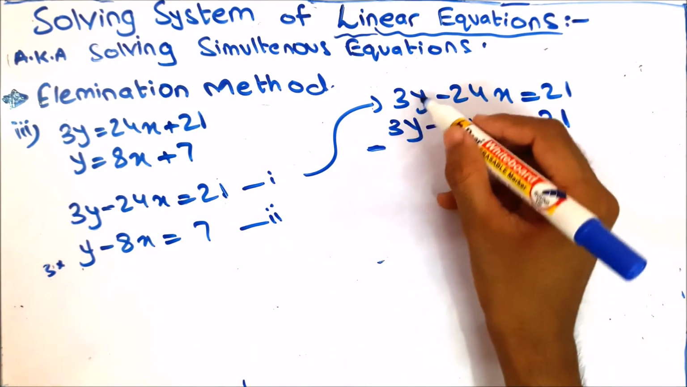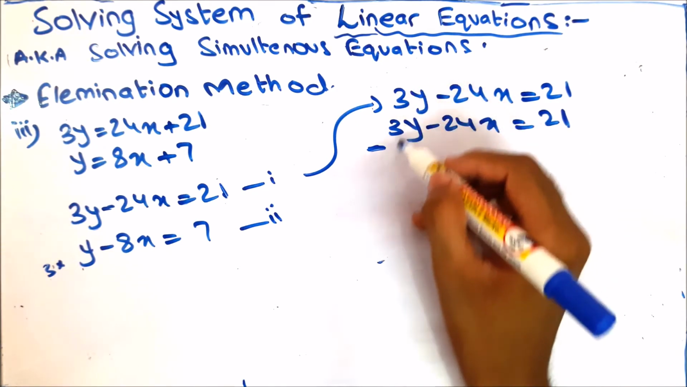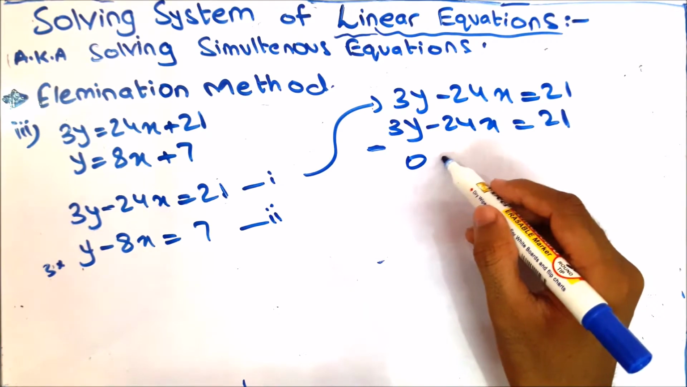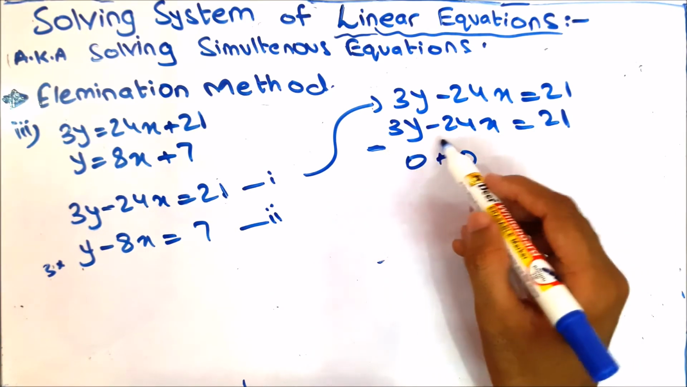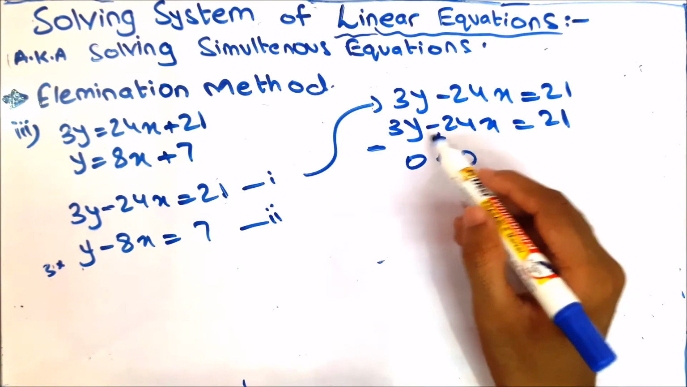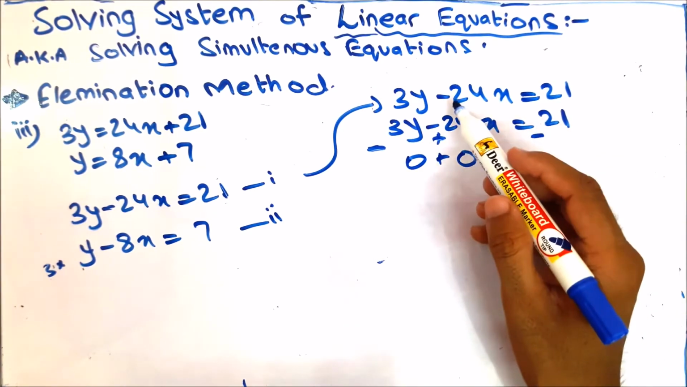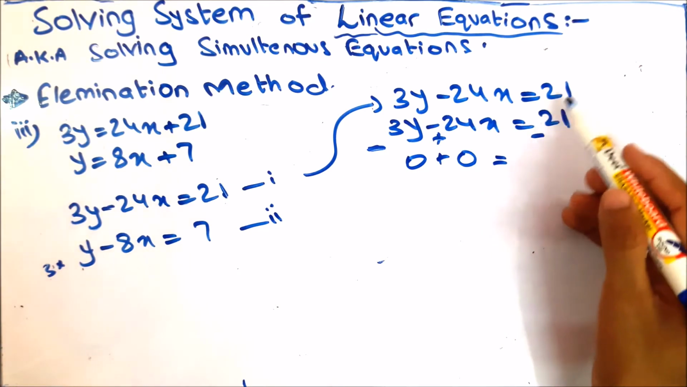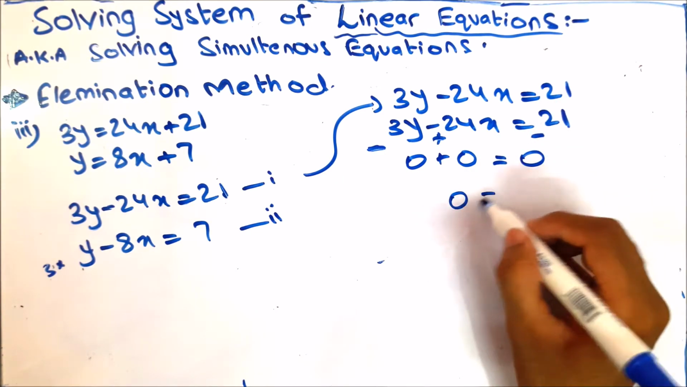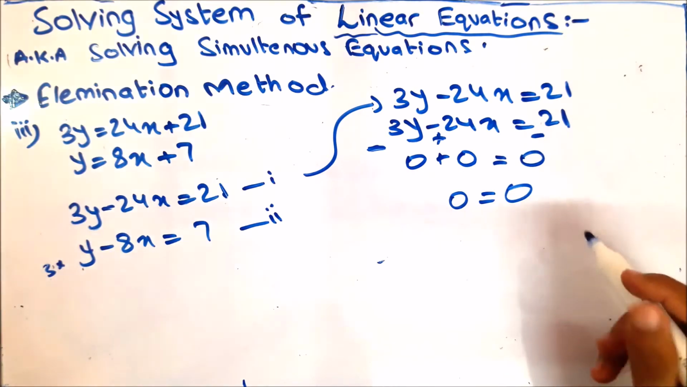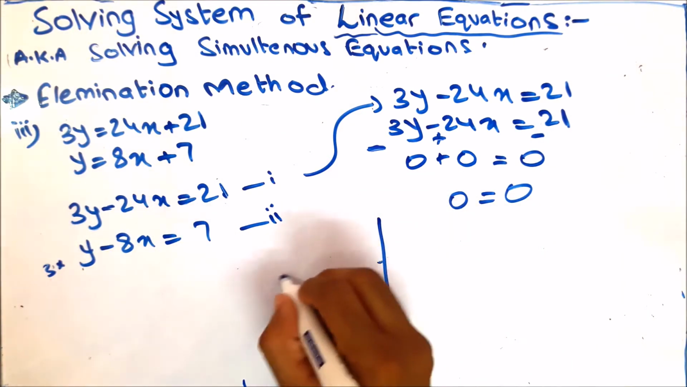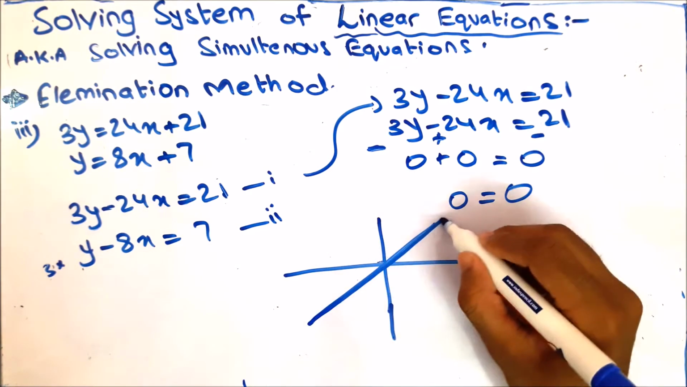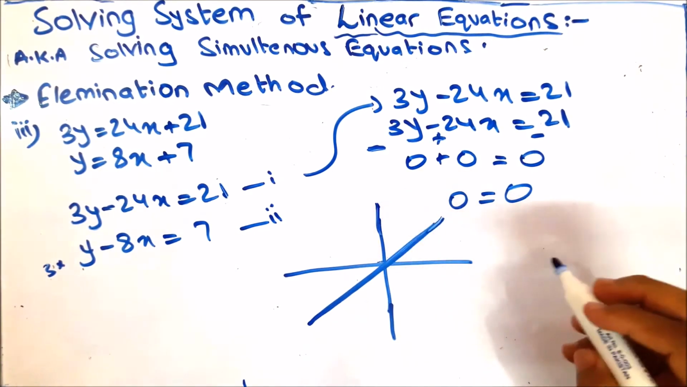Okay, when I subtract it, this all cancels out. 3y minus 3y equals 0. This also cancels out, because this becomes plus and this becomes minus. Minus 24x plus 24x becomes 0, and this 21 minus 21 is also 0. So we get 0 equals 0. This is our case 3. That is when two lines overlap each other. Like these are both the same line plotted on each other.